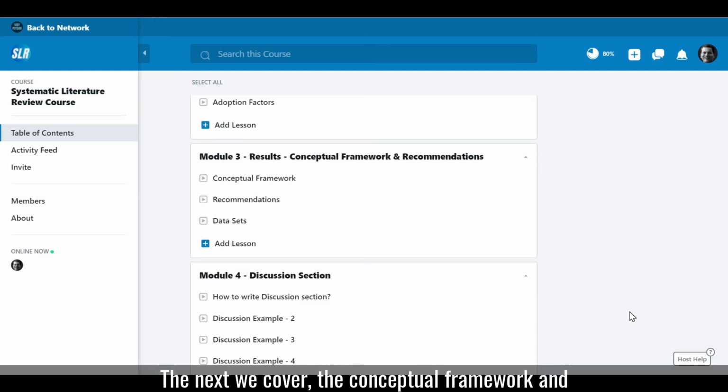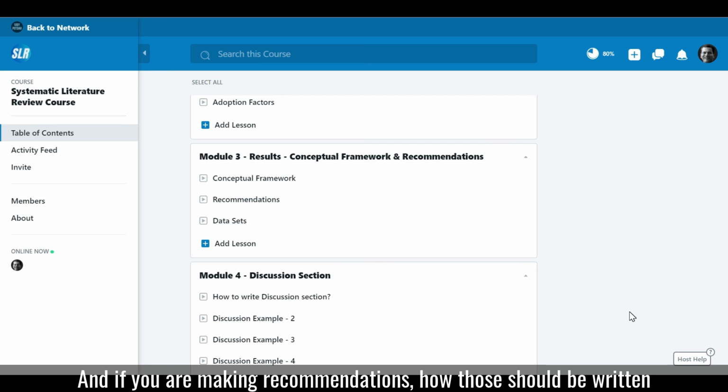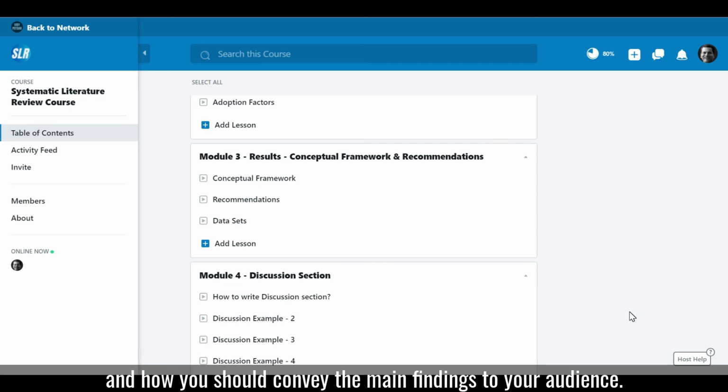Next, we cover the conceptual framework and recommendations and how to write that in your SLR paper. And if you are making recommendations, how those should be written and how you should convey the main findings to your audience.